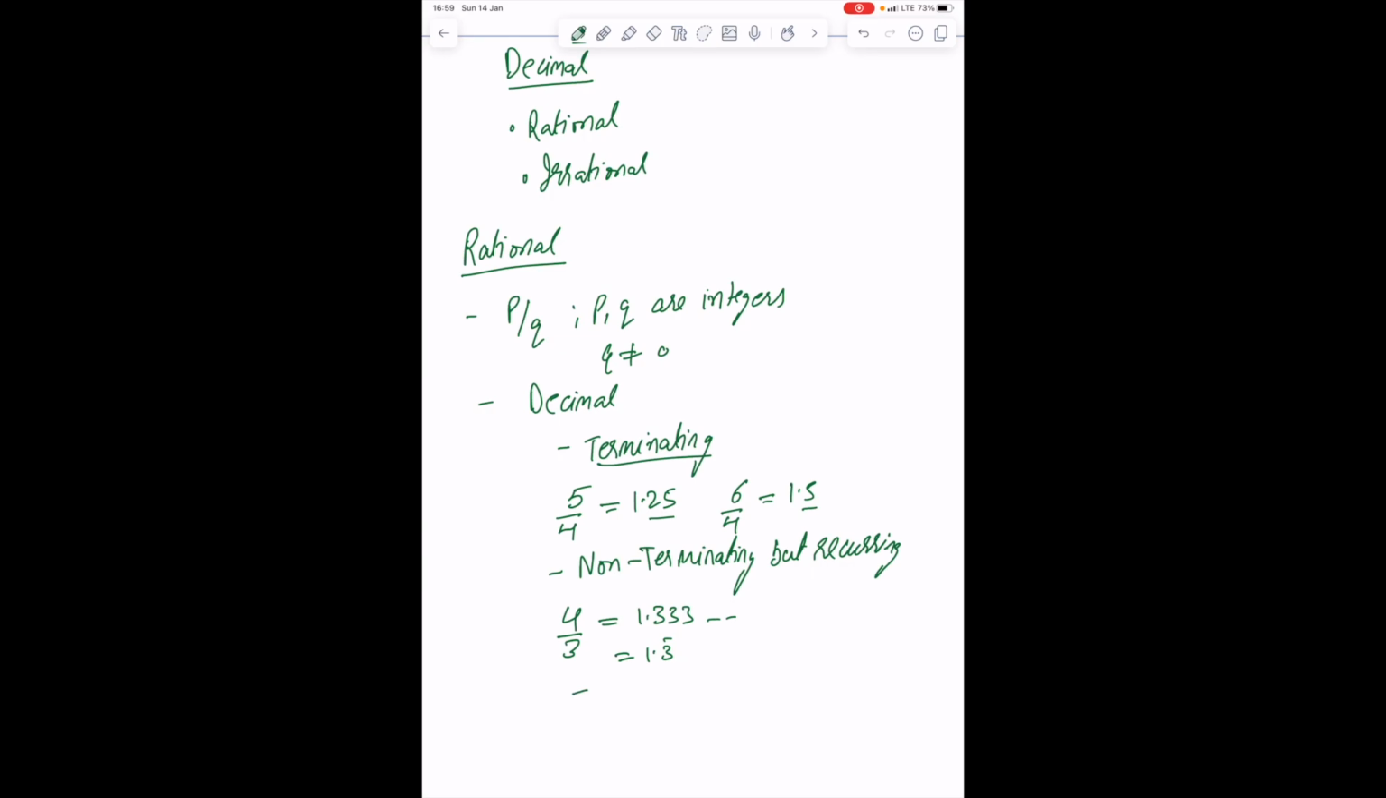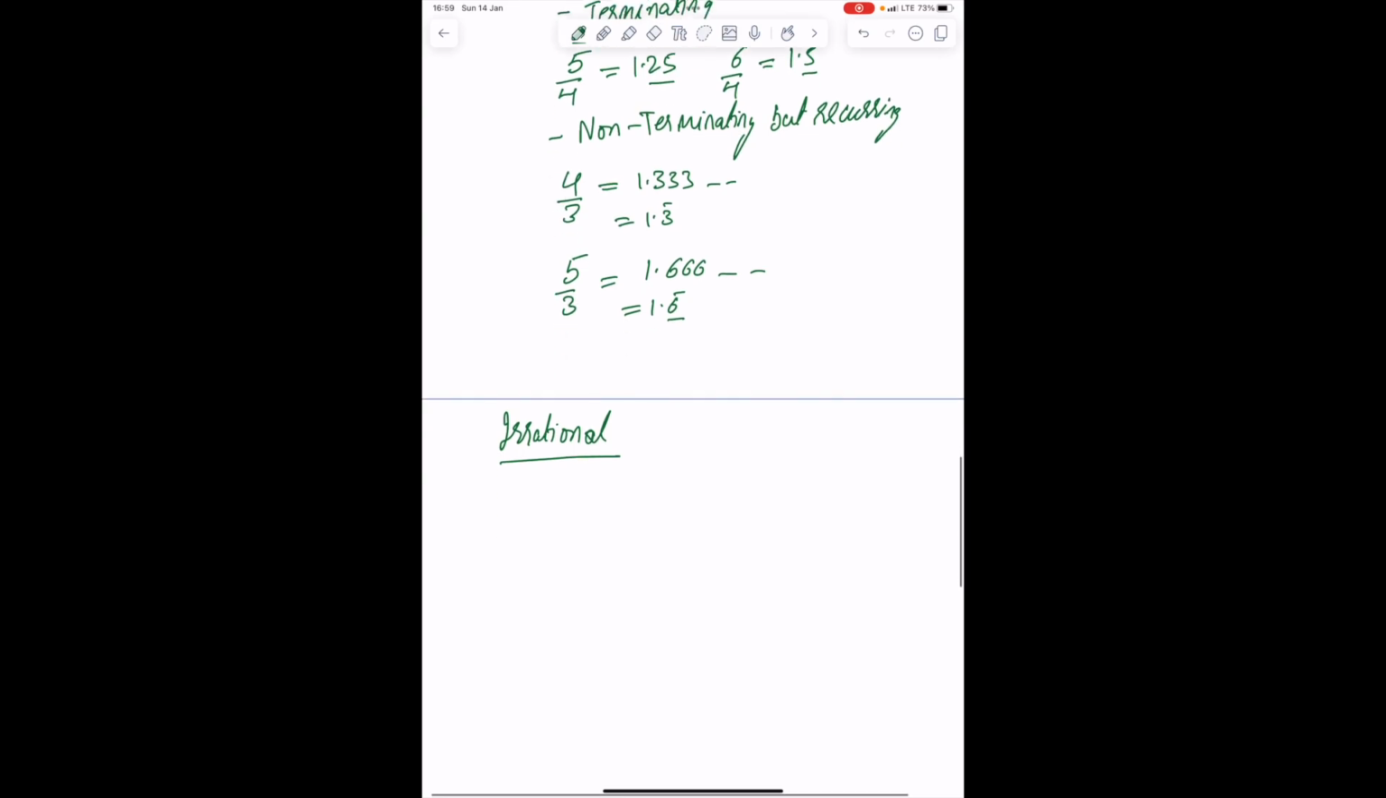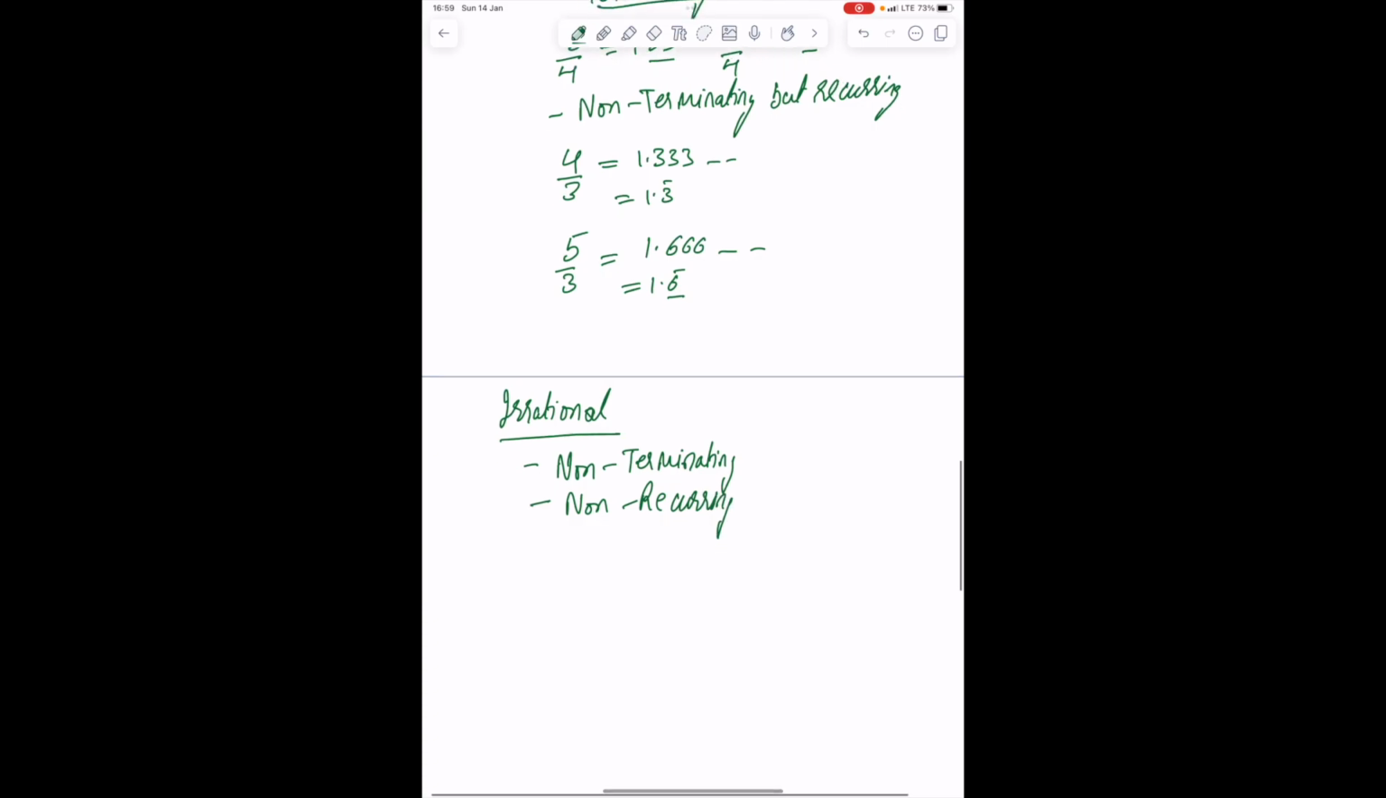Another example, if we take 5 by 3, in that case it would be 1.666 and so on, can be written as 1.6 bar. Again the digit 6 is not terminating but recurring. So this is what is represented by rational numbers. When we talk about irrational numbers, the characteristic they show is they are non-terminating and they are non-recurring. So the number doesn't terminate, nor do the digits after the decimal point recur.